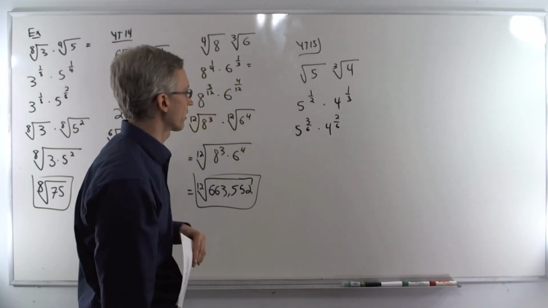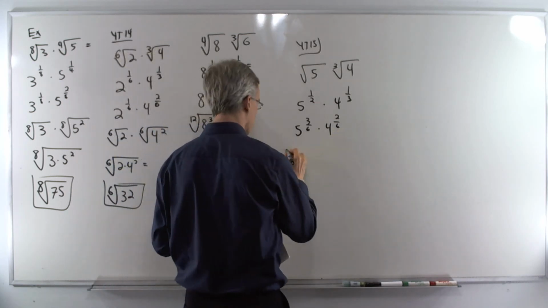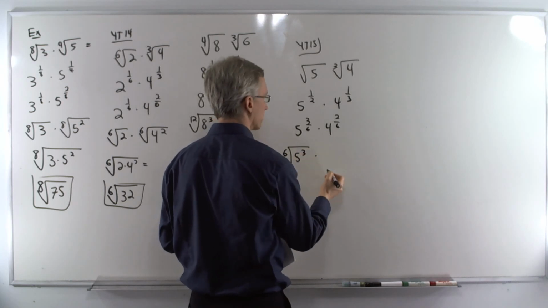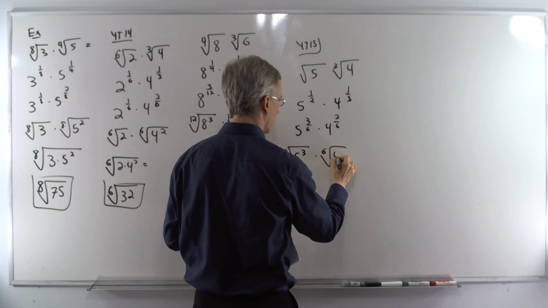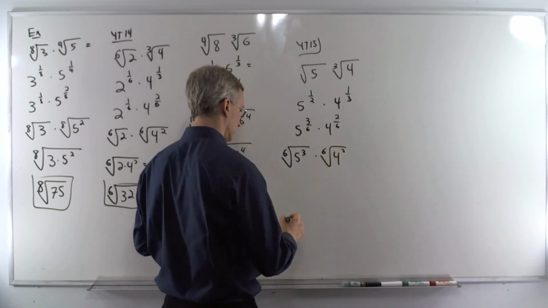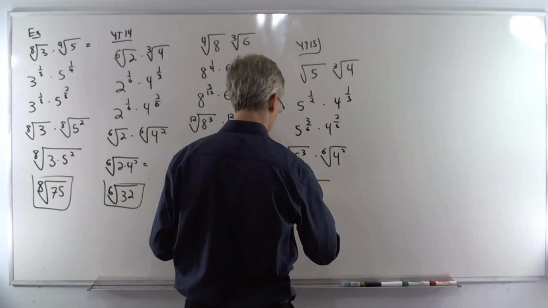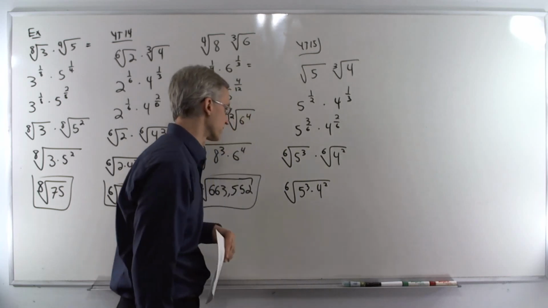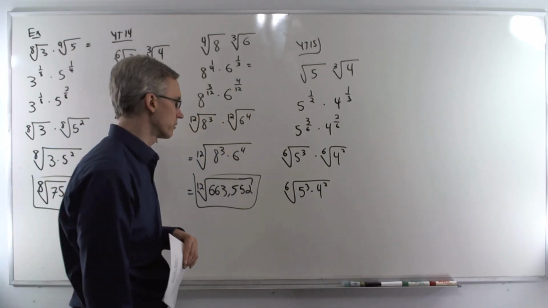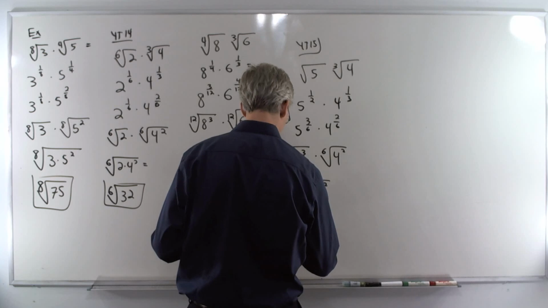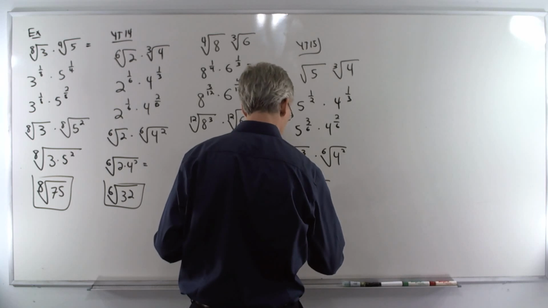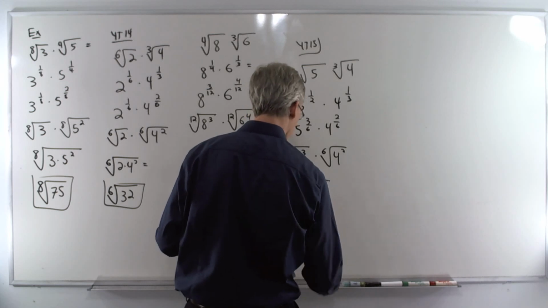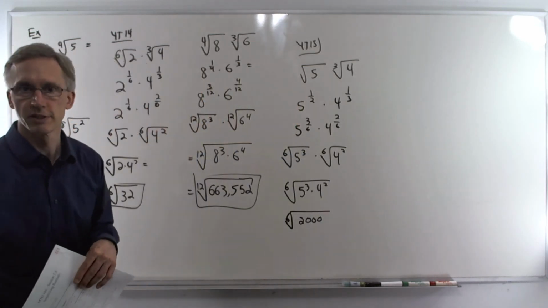Now let's go back to radical form. Now we have an index of 6. So 6th root of 5 to the 3rd power times the 6th root of 4 squared. So that gives us the 6th root of 5 to the 3rd times 4 squared. All right, so that's 125 times 16, which gives us the 6th root of 2,000. And there's your fully simplified form.